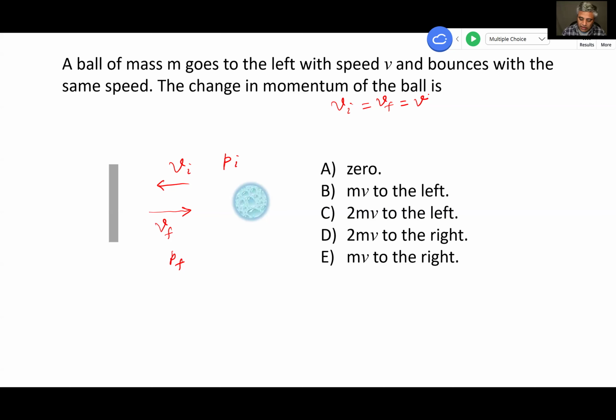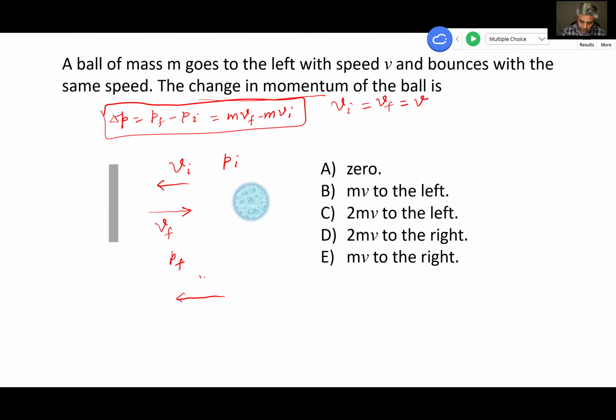So now the question is the change in momentum. Change in momentum means final minus initial, or m v_f minus m v_i. So what is it? It may seem obvious, but quite a few students make mistakes on this question, so pay attention. See, the momentum going this way, and the momentum coming this way. You are finding the change in momentum. You can also do it using the tail to tail and tip to tip rule if you like.